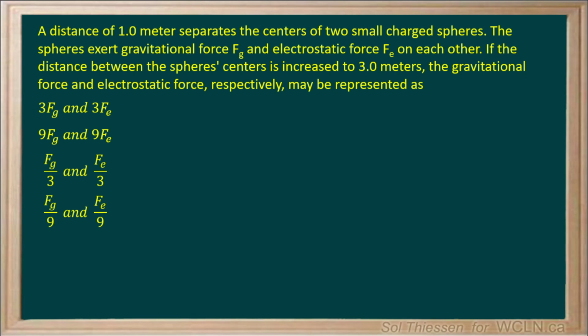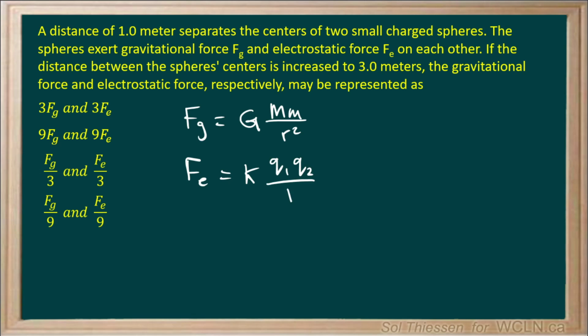electrostatic force. Now the key here is to realize that both the force of gravity, which is G m m over r squared, and the electrostatic force, which is K Q1 Q2 over r squared, both of these forces are inversely proportional to the distance between the objects in question squared. So we see that both are inversely proportional to the distance between the objects squared.